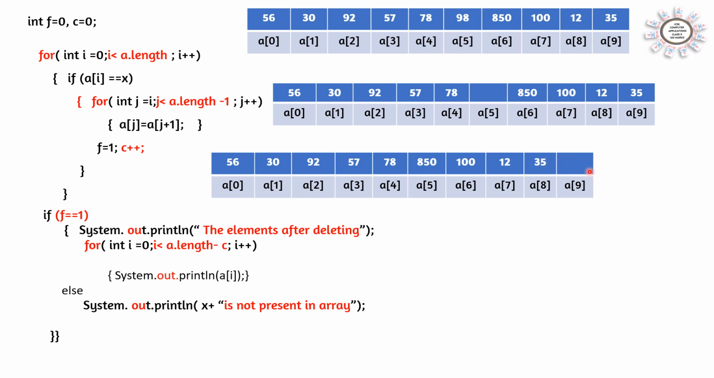3 times a dot length minus 3. So I less than a dot length minus c, I plus plus, and System.out.println a of I, print the number. Else means if the f is remaining 0, that means the particular element is not present in the array. So this way we can delete a particular element from the array and print the rest of the elements. I hope you understood the logic and the program.